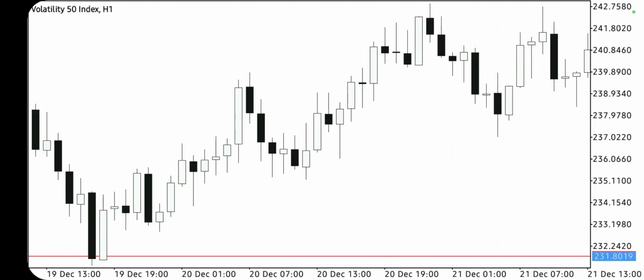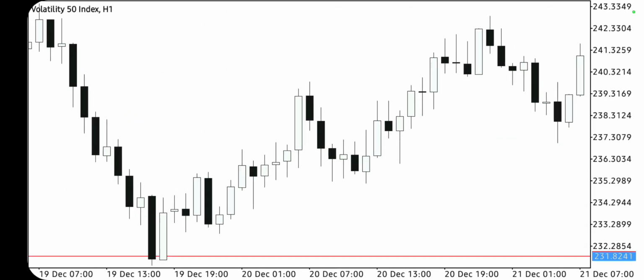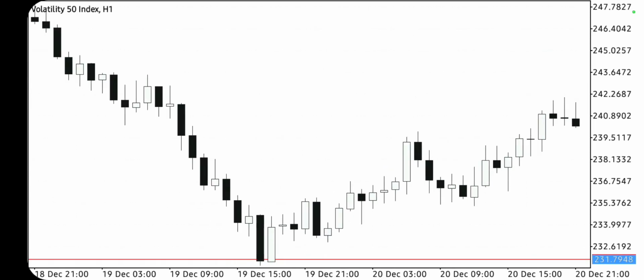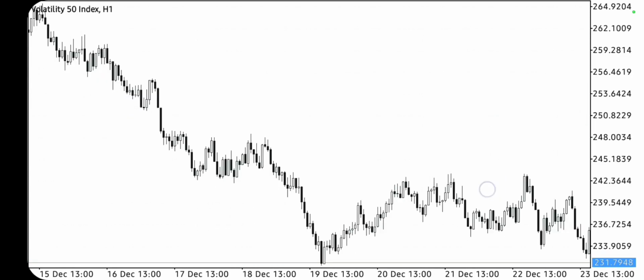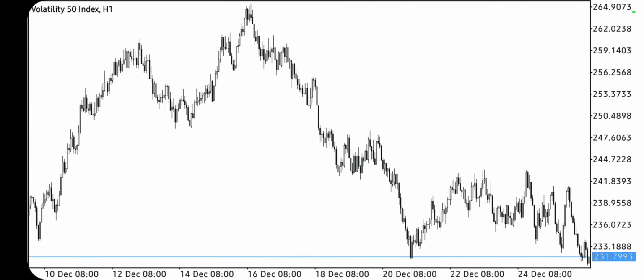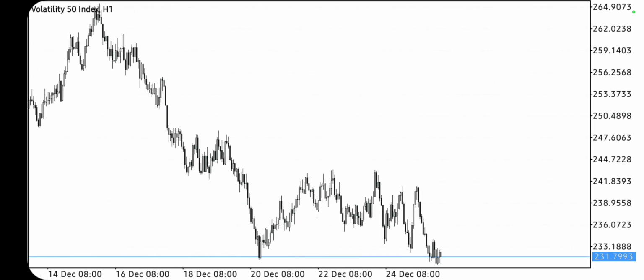Like I always say, there is nothing you can do without knowing the structure of the market. You really can't do much without knowing the structure of the market. So we need to get information about the structure of the market. What structure are we in right now? We are in a downtrend on this time frame. We've been making a series of lower highs and lower lows.